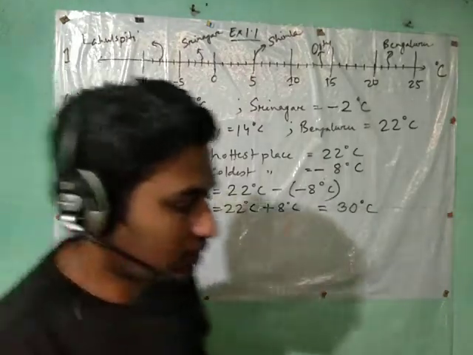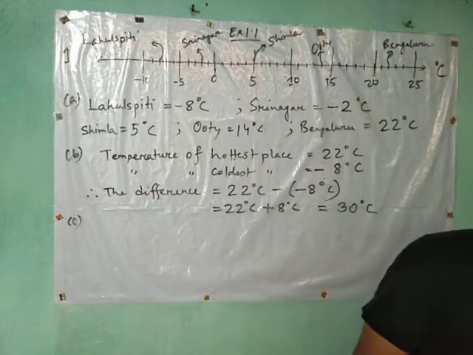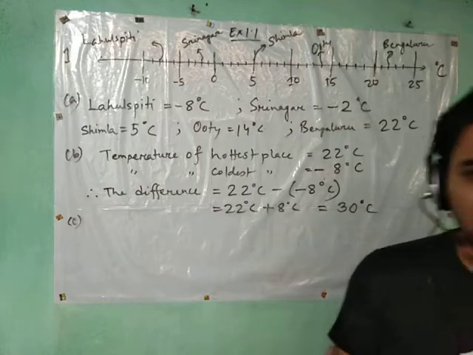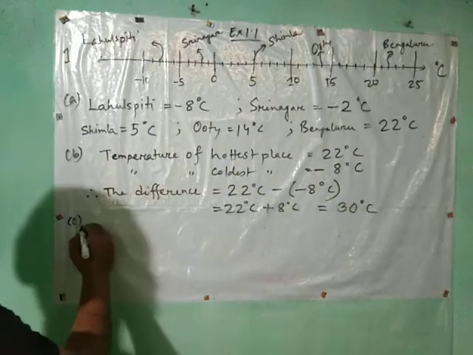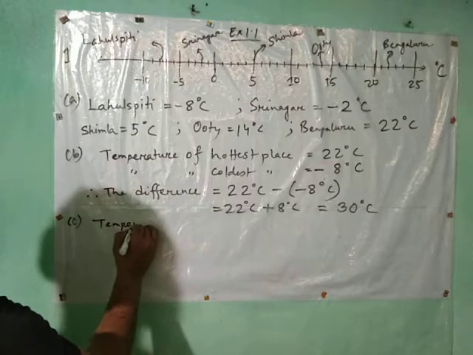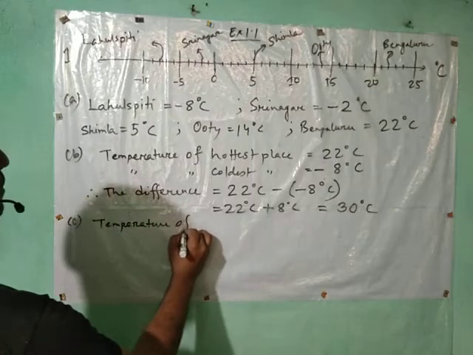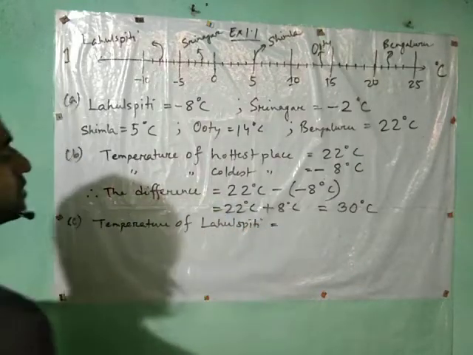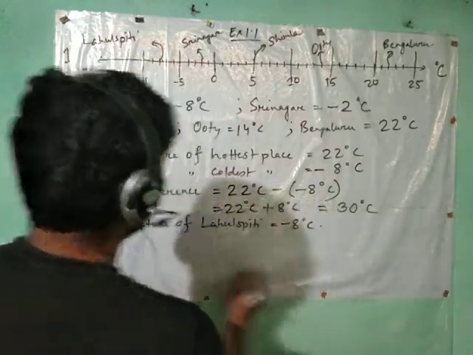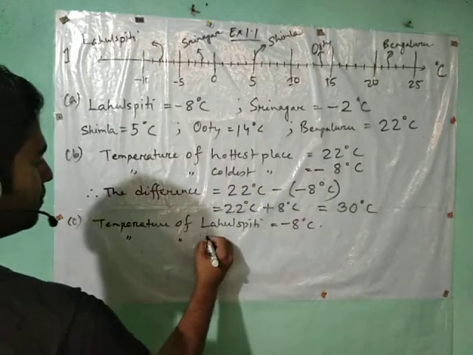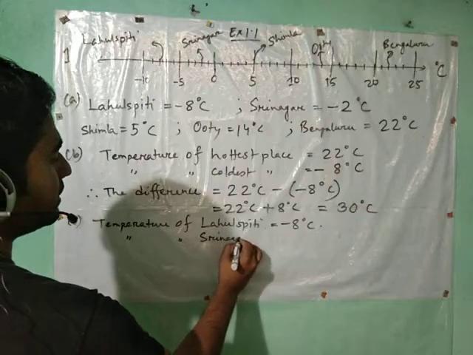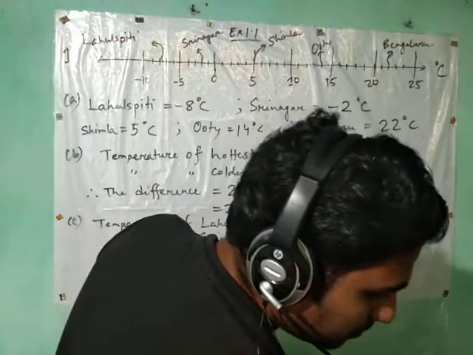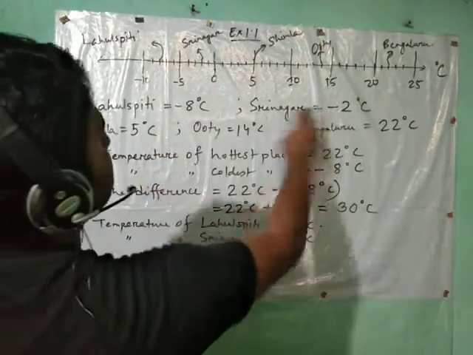Now question number C. Look at question number C. What is there? What is the temperature difference between Lahul Spiti and Srinagar? It is very simple. You have to write temperature of Lahul Spiti. Lahul Spiti equals to how much? -8 degree centigrade. Similarly, temperature of Srinagar, asking na? Srinagar equals to how much? -2 degree centigrade. Yes or no? Srinagar -2, and it is -8.